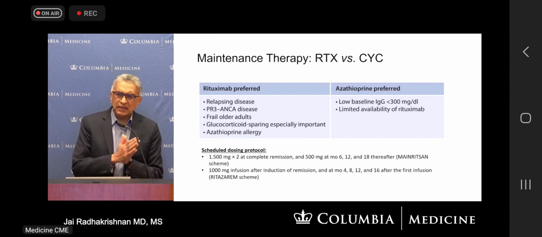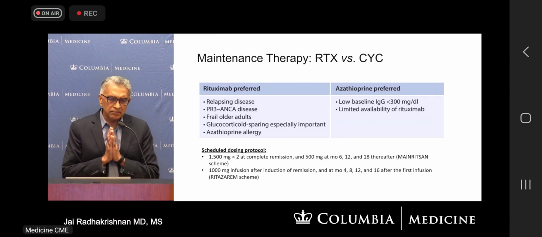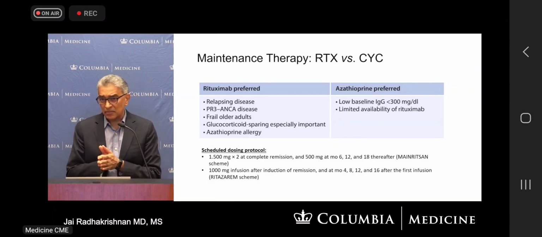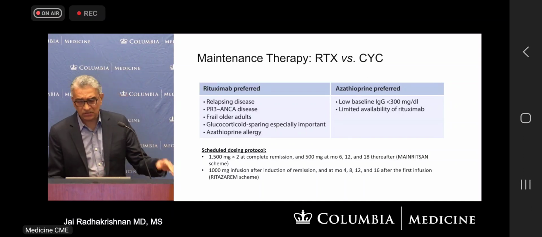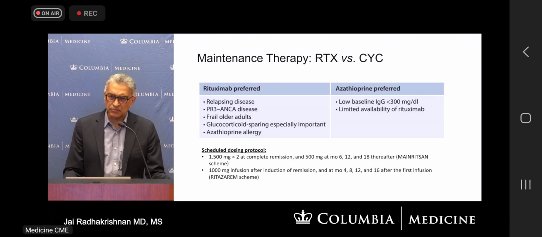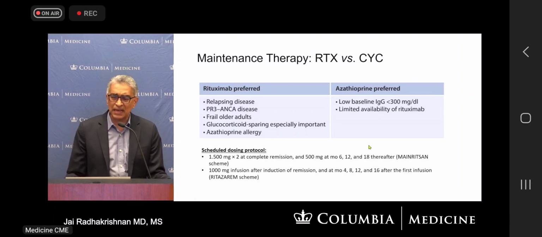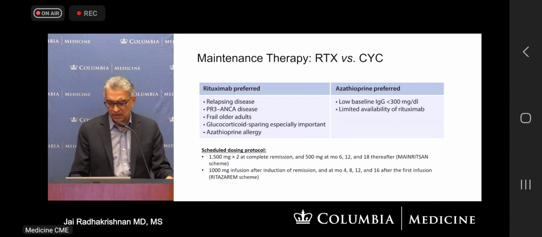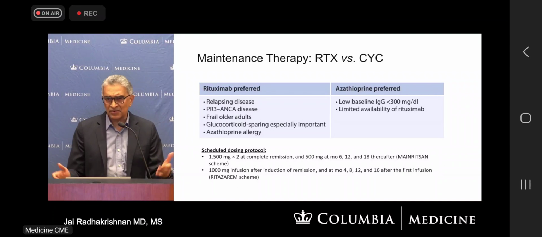So coming to maintenance therapy, again, it's highly preferred that rituximab be used for maintenance therapy as well. You saw the data. And there may be instances where azathioprine might be preferred, and these are patients with hypogammaglobulinemia, as we saw in the previous lecture, and again, mainly to do with access, that it's not available or in a country that we practice, right?